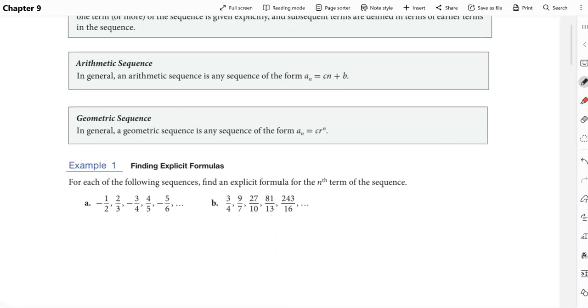For each of the following sequences, let's find an explicit formula for the nth term of the sequence. So we have negative 1/2, 2/3, negative 3/4, 4/5, negative 5/6. Let's figure out if we have some kind of pattern that we can see with this. So notice we're alternating from positive terms to negative terms.